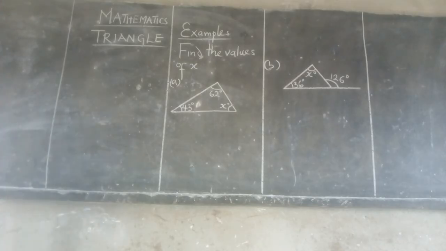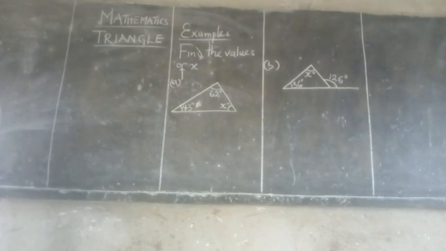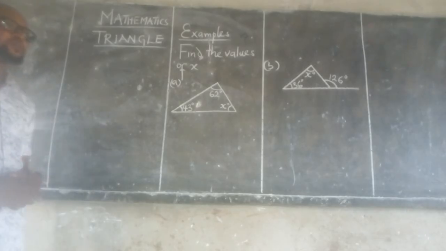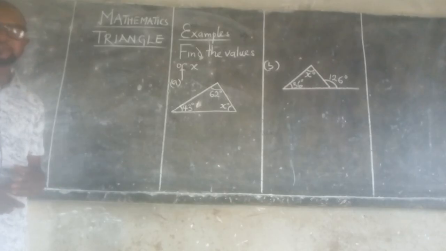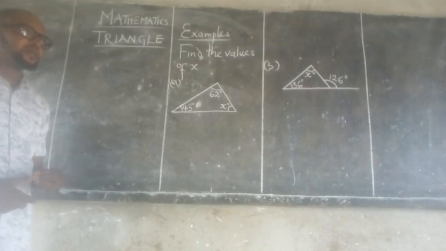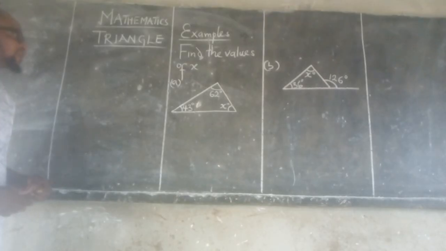Today, we want to look at the topic triangle. Triangle is a plane shape that is formed when three straight lines are joined. Triangle is a plane shape that you have when three straight lines are bounded.